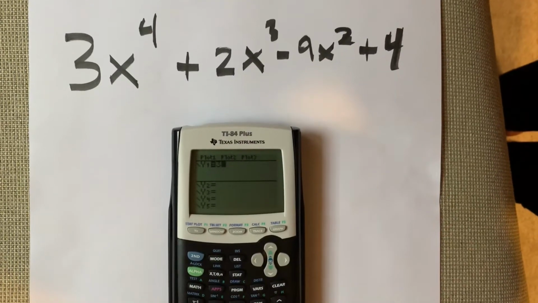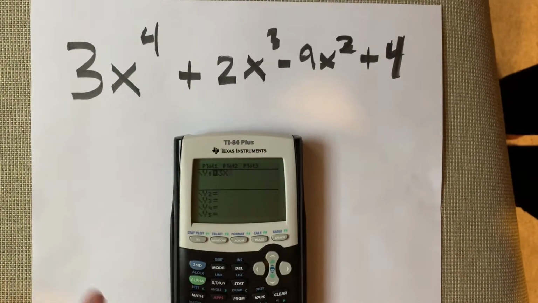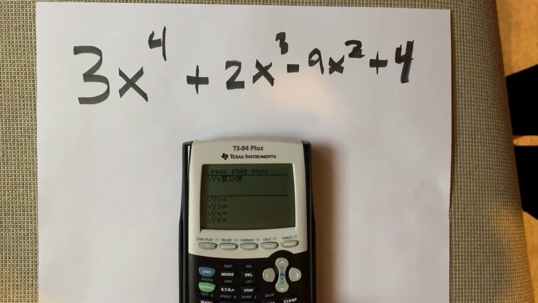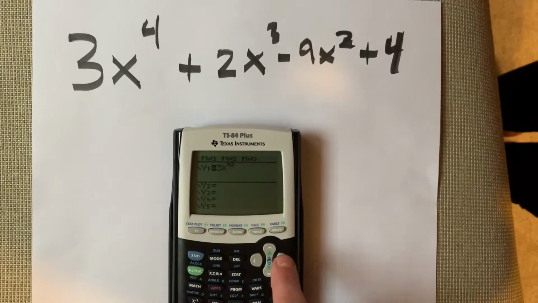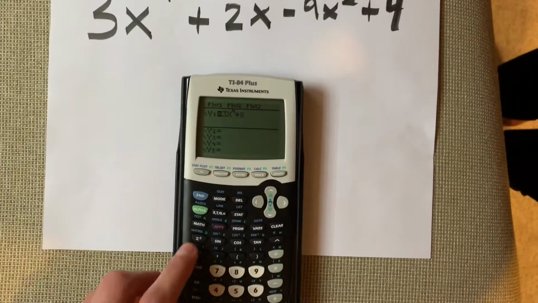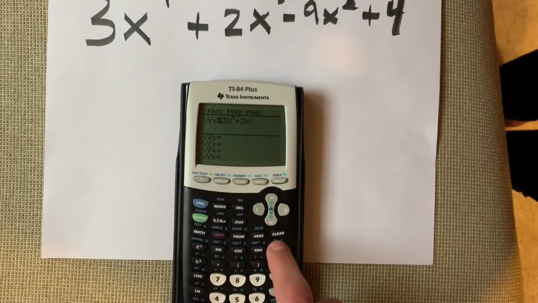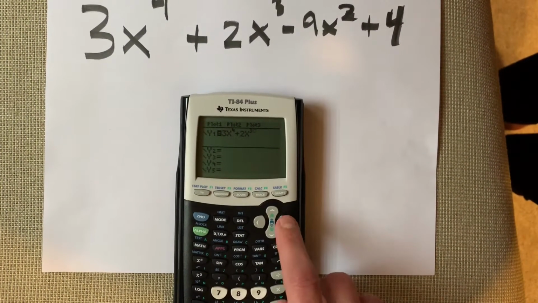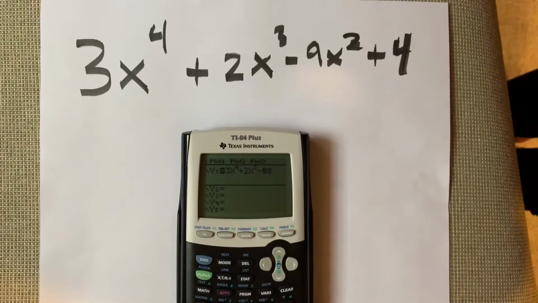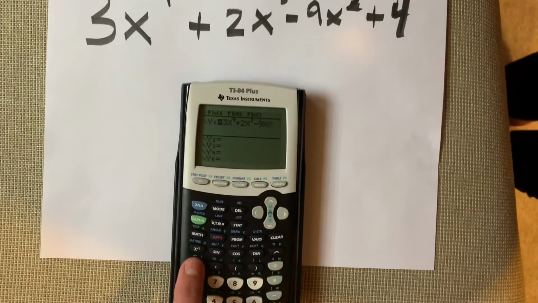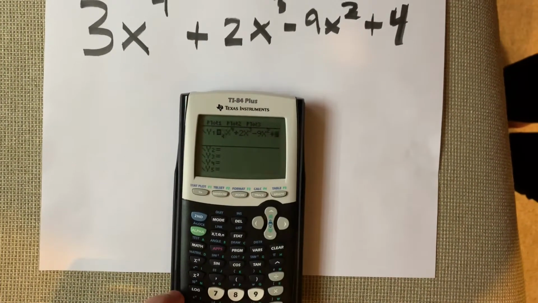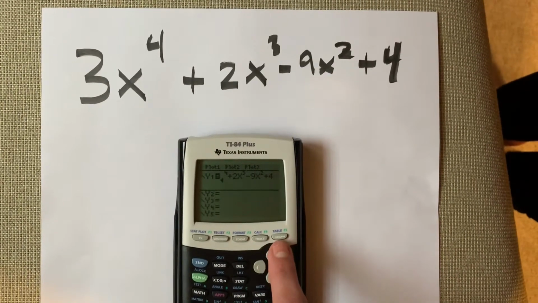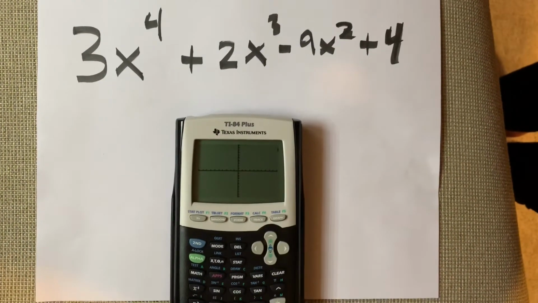So you have 3x, and to do the fourth, you hit the little caret button and then the fourth, and then plus 2x, and then the caret button again to the third, and then minus 9x, and then there's actually a squared button right here that you can hit, and then plus 4. And then all you have to do is hit graph, and it'll graph the equation for you.